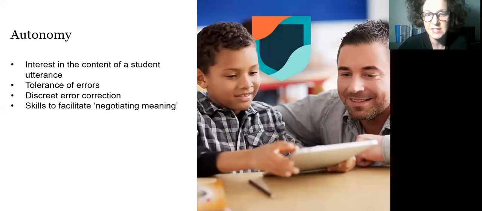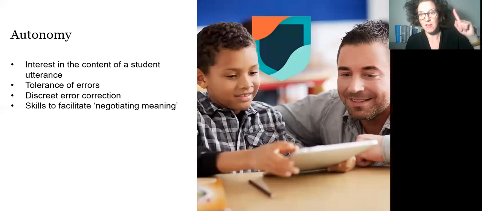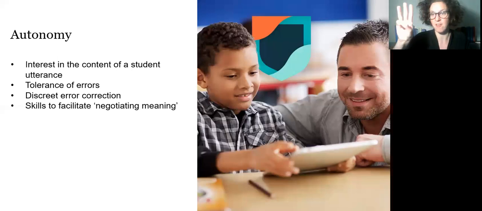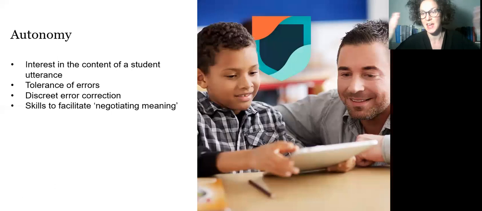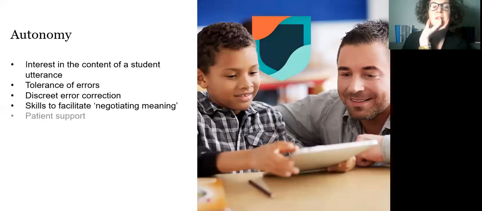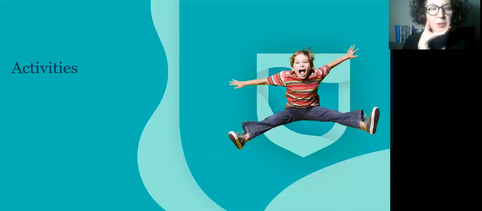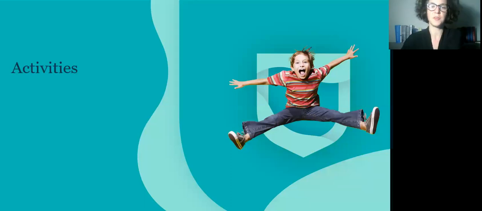Skills to facilitate negotiating meaning. As I showed you with the fly soup, we negotiate the meaning. There is one fly in my soup, there are 3 flies in my soup. Yeah, we negotiate it. That there is, this is for 1, and there are, this is for 2 and more. Then patient support, of course. And I will show you a few activities that might be interesting for you. Just we'll check the time.